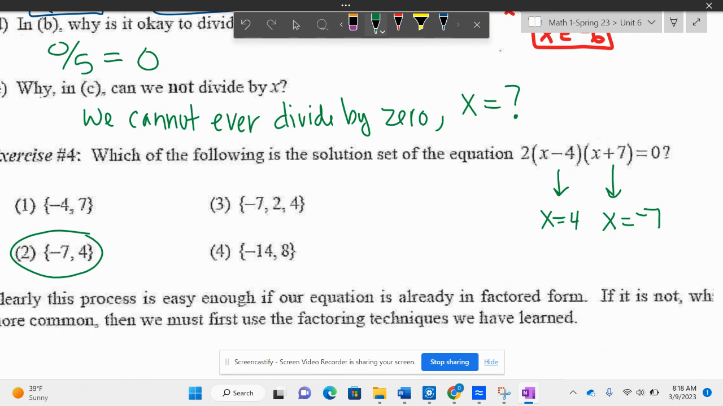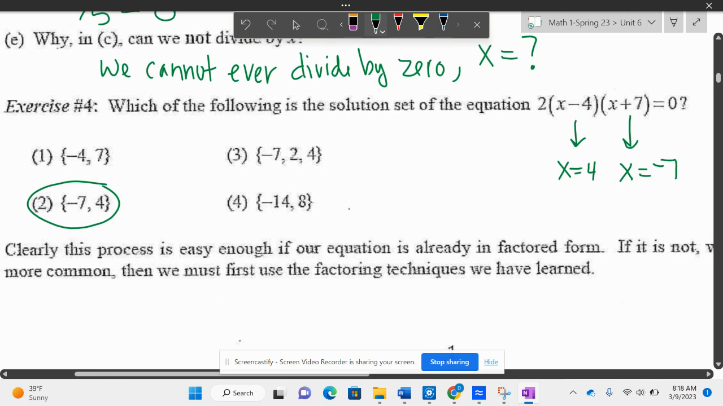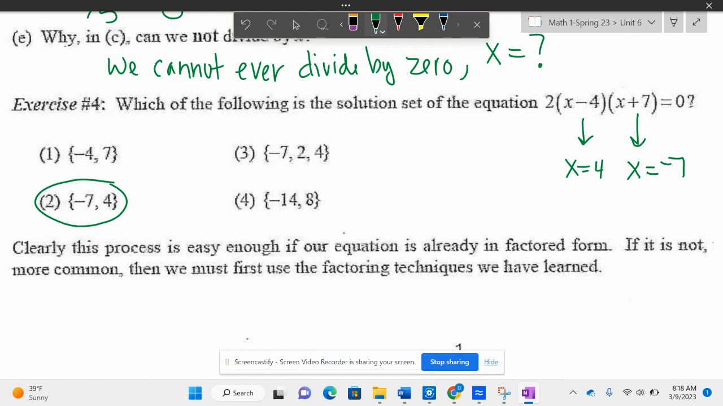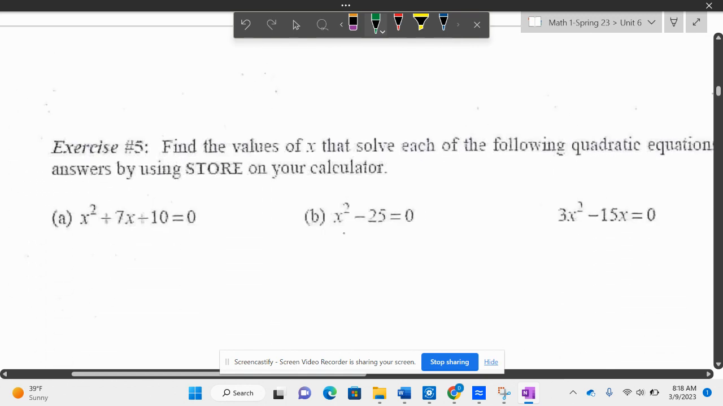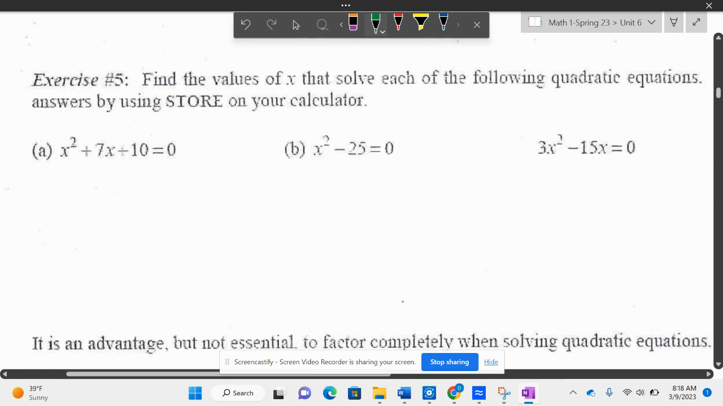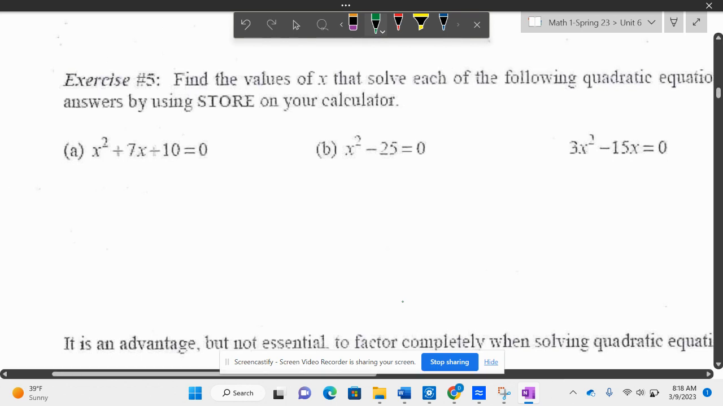You could do this by the process of elimination, knowing that 14 and 8 would never work. The 2 is not going to work, but it's easier to just know that they mean opposites. So this is easy when the equations are already factored for us, right? These were already factored. So on the back side, they are not factored for us. So we have to factor them first. We have to put those quadratic equations in factored form.